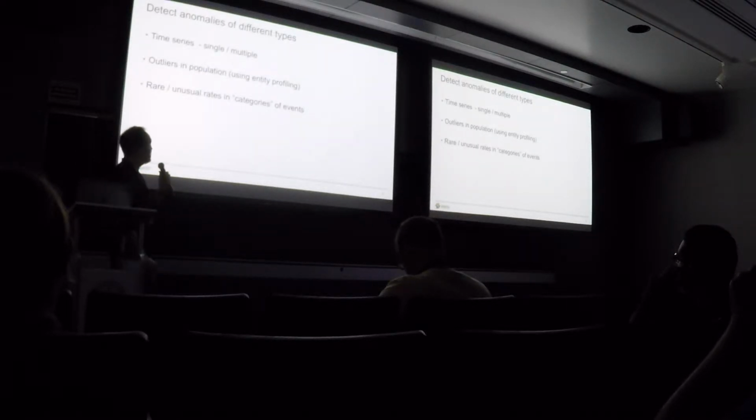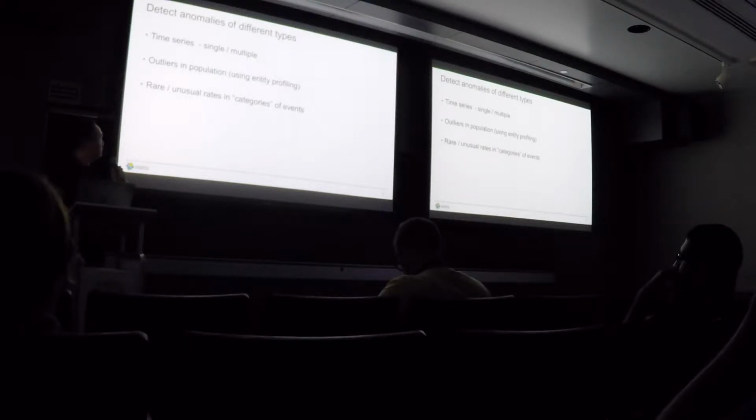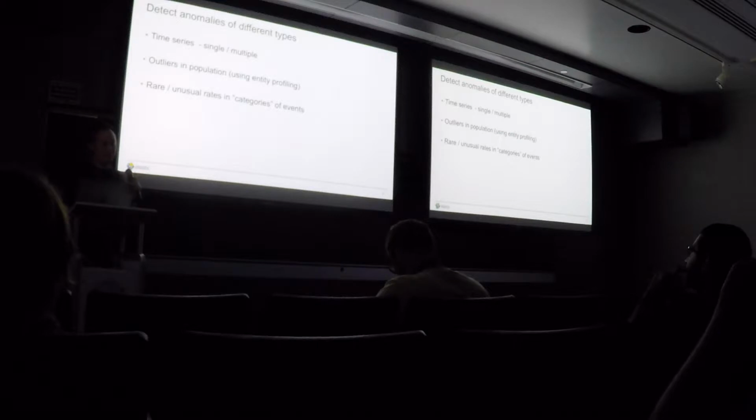So there are different types of anomalies that you can try to detect with this algorithm right now. The first thing is looking at your time series and trying to find anomalous points within that time series data. You can also look for outliers in the population, so things that might be significantly different than a general population. And you can also look for rare and unusual events inside different categories of events.